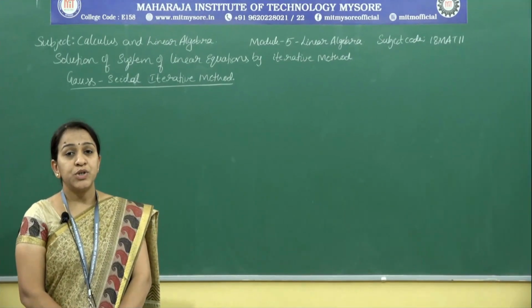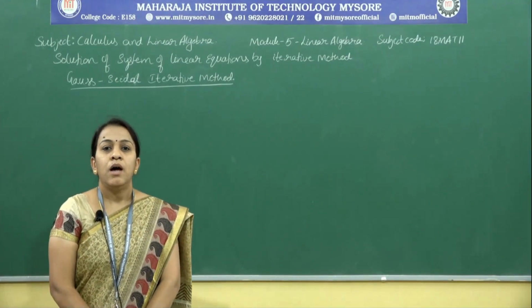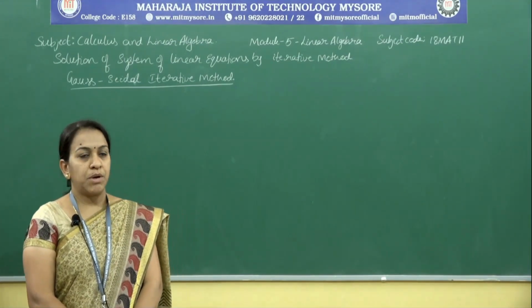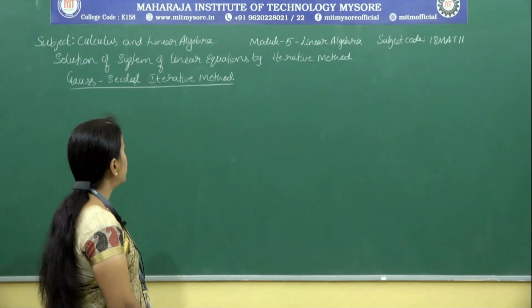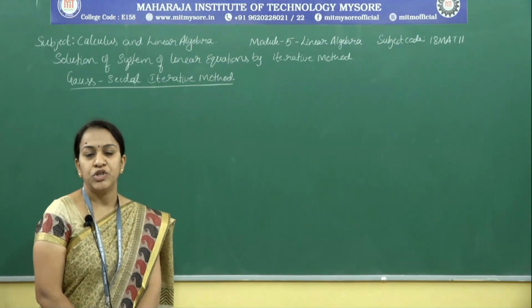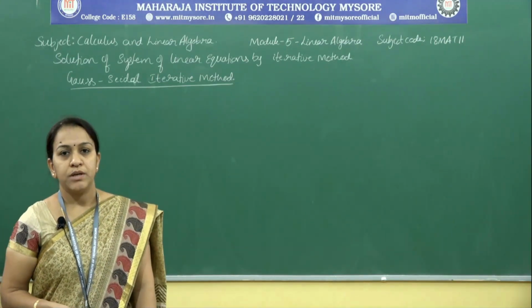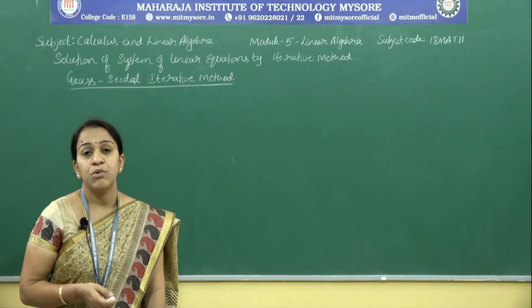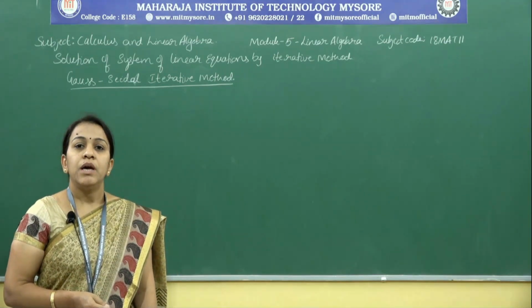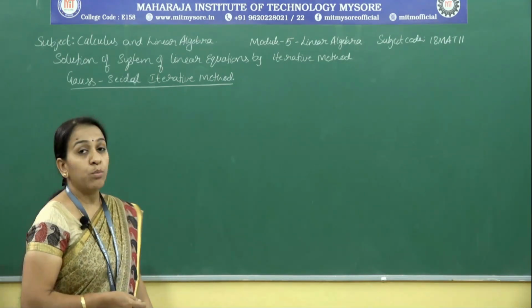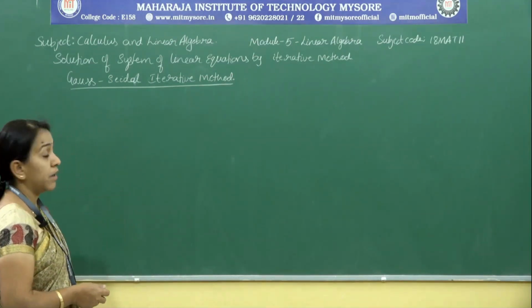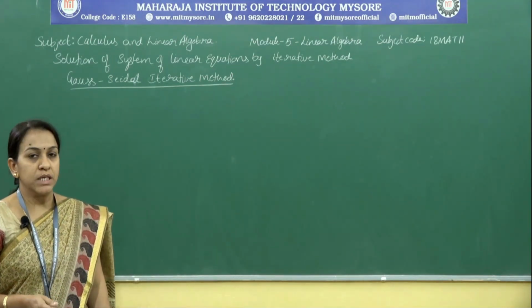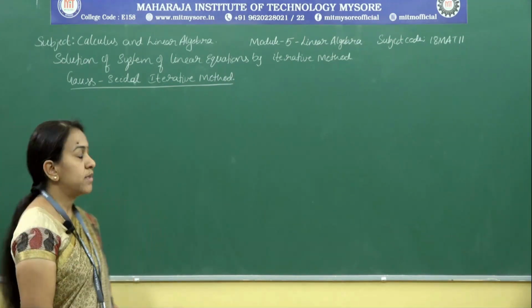Everyone, in this session we are going to discuss Module 5, linear algebra. The next topic is the solution of a system of linear equations by an iterative method. We are going to solve the system by a trial method, or iterative method, and we name that method the Gauss-Seidel method. Let me consider a system of linear equations.